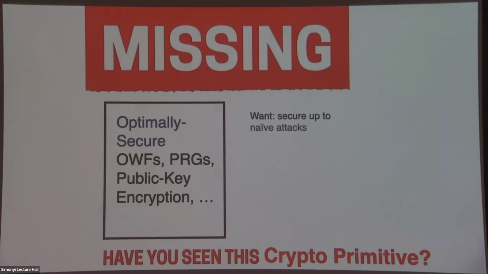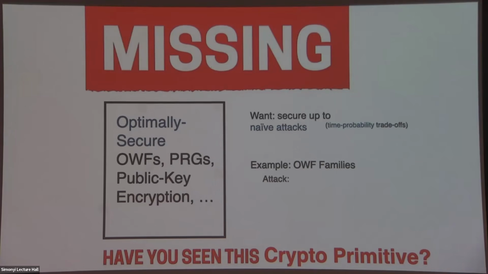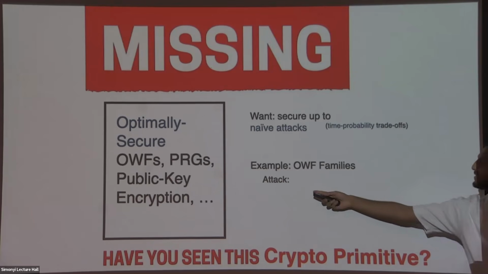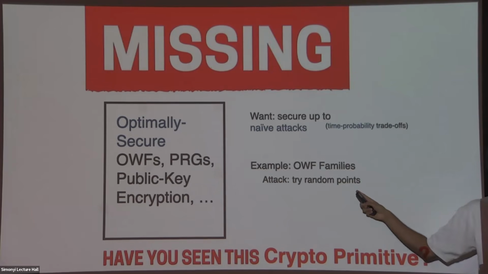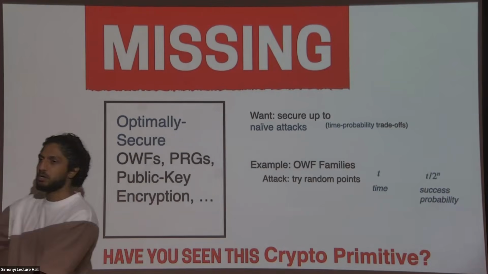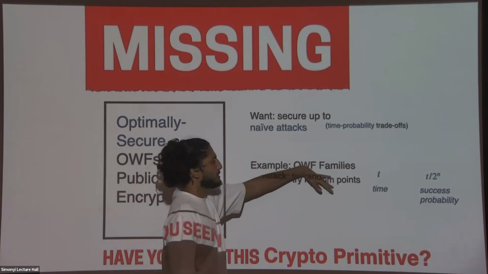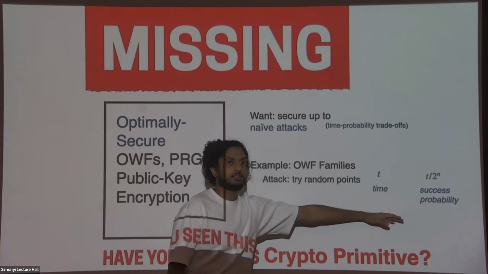So let's say we want some scheme that is secure up to naive attacks. For instance, you might want a one-way function family where there's a naive attack. One way to invert a one-way function is just to try random points. So if I spend time t, I might succeed with probability t over 2 to the n. I just try random inputs to the one-way function and see whether or not I actually hit the thing.